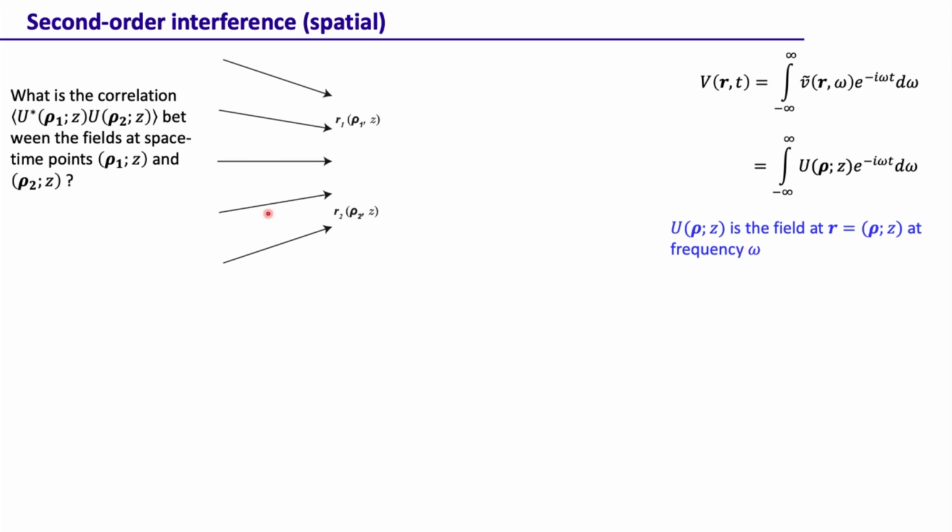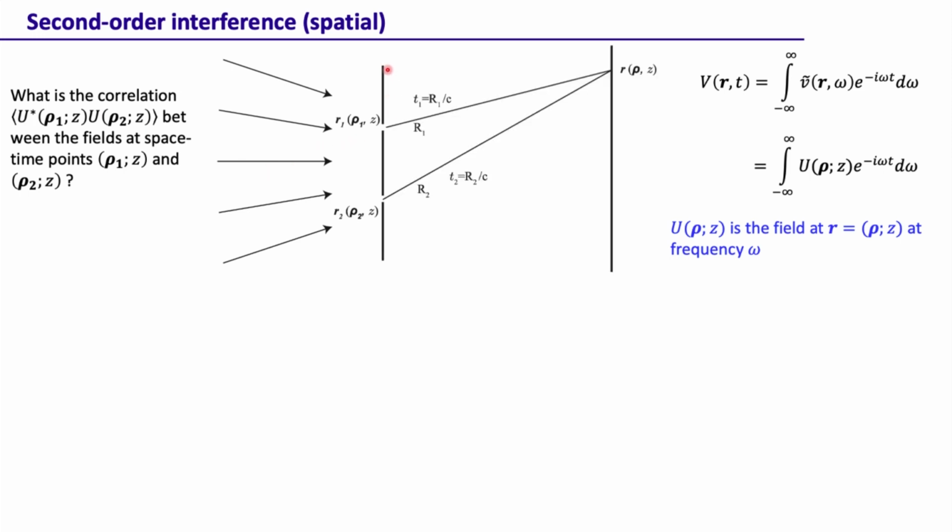Okay, now as to the answer to this question, how do we do it? Again, the methodology is the same. We take part of the field from point r1, and part of the field from the other point, and then we combine them at some other point. By looking at the intensity at this point, we should be able to get the correlation between the fields at these two points. So that's the spatial interference again.